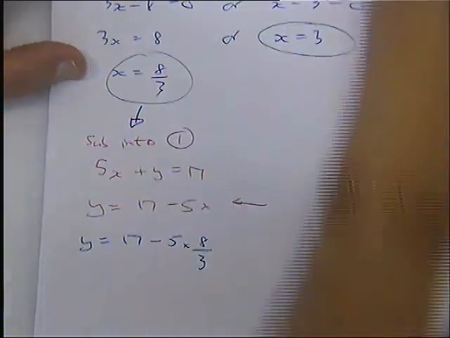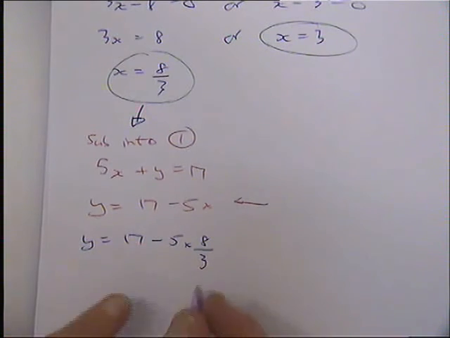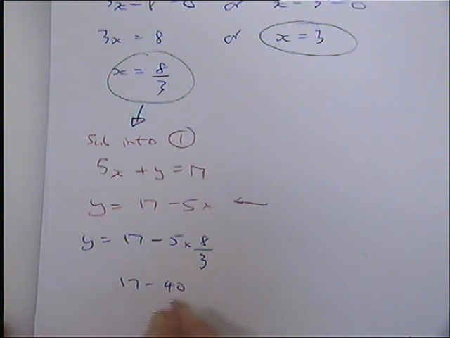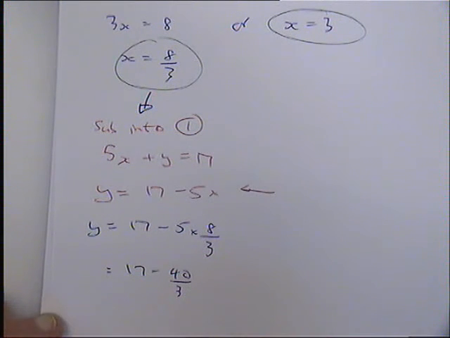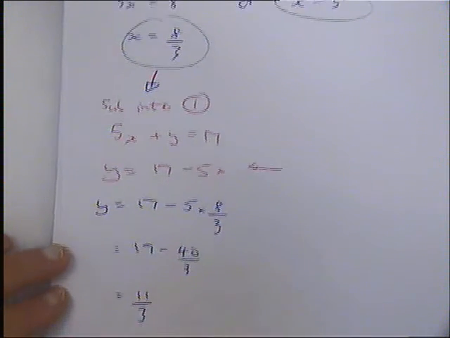Can our human calculator work out that for us? What's that? 17 take away 5 lots of 8 thirds. That's 40 over 3, as somebody said, yes. 11 over 3. 11 over 3 is the correct answer. 11 over 3 is more commonly known as 3 2/3.